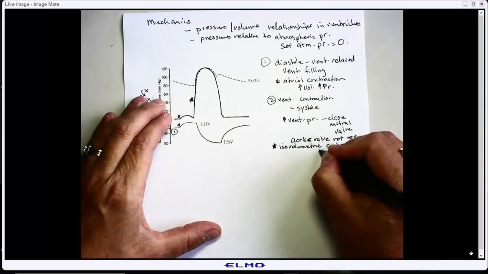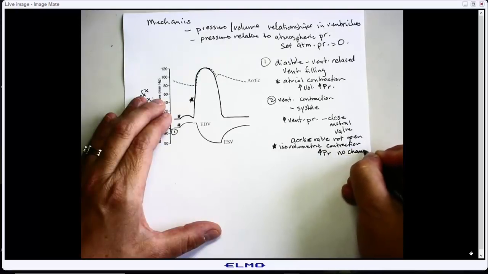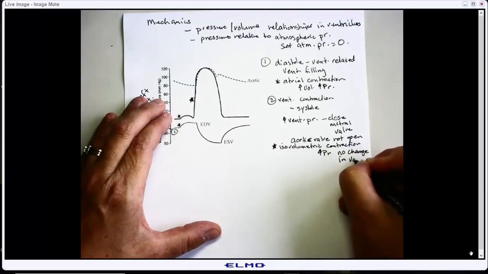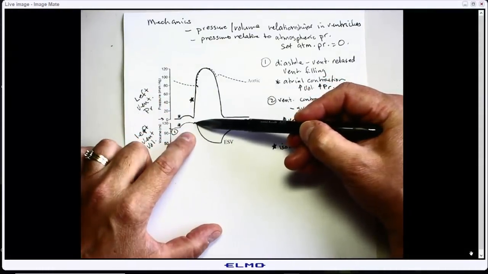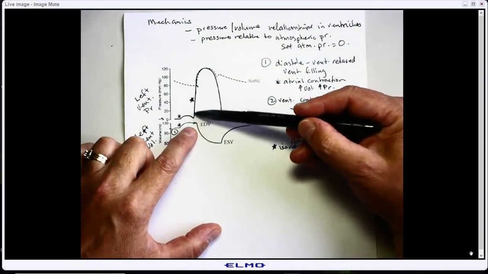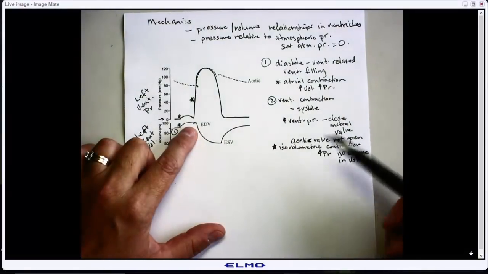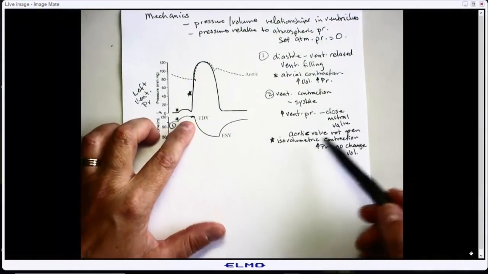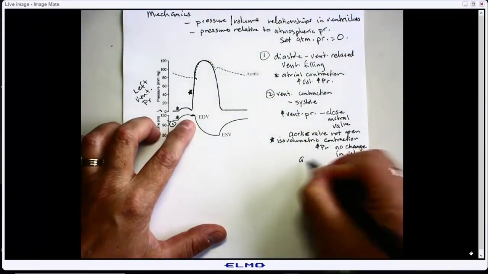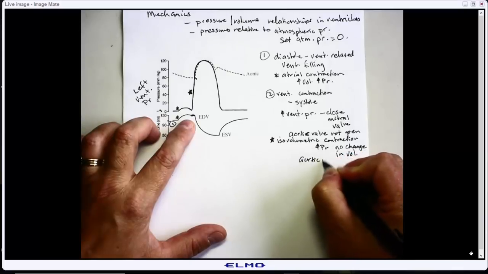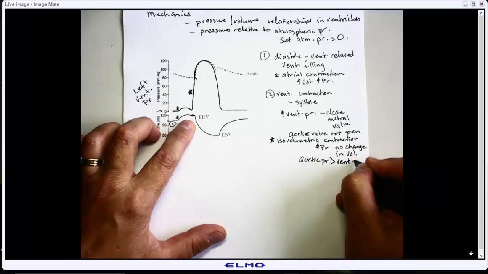We're going to get an increase in pressure with no change in volume. Increase in pressure, but no volume's moving. Volume is just sitting constant. Volume is not going to move until we can open that aortic valve. We haven't generated enough pressure yet, so aortic pressure is still greater than ventricular pressure at this time.